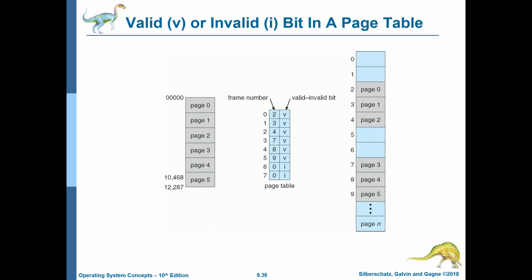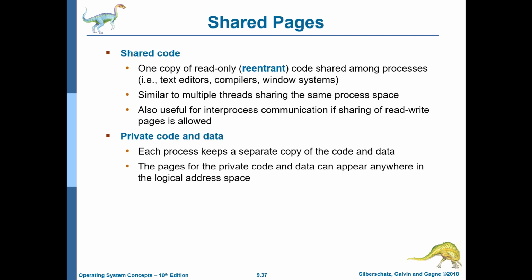So as I said, we can have a bunch of mappings, valid and invalid, and for example pages 6 and 7 don't point anywhere. So as far as we are concerned, this mapping is invalid.